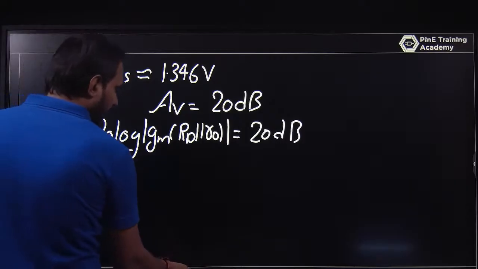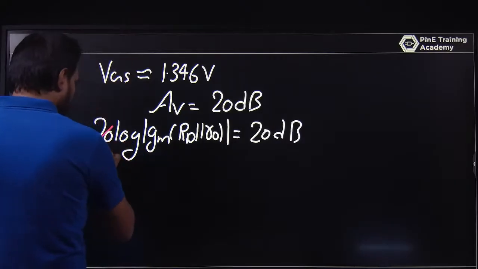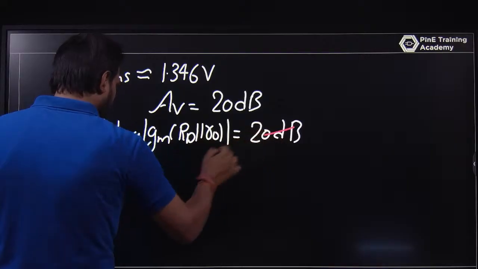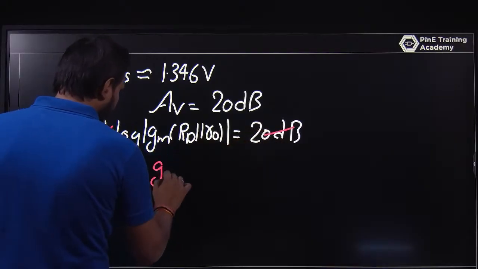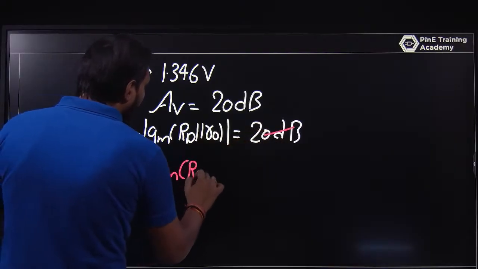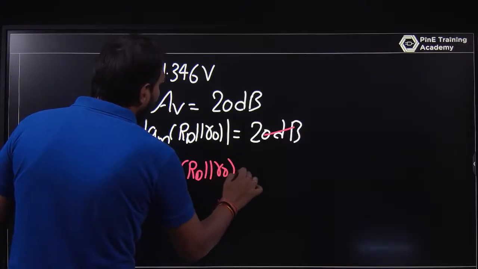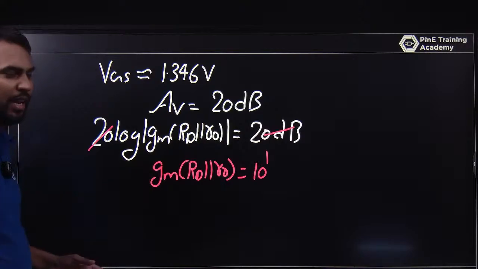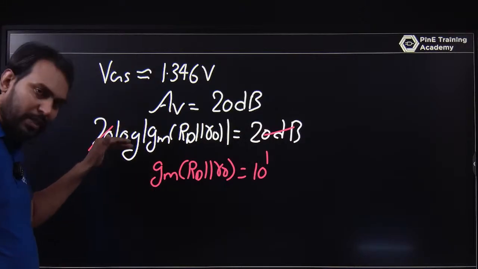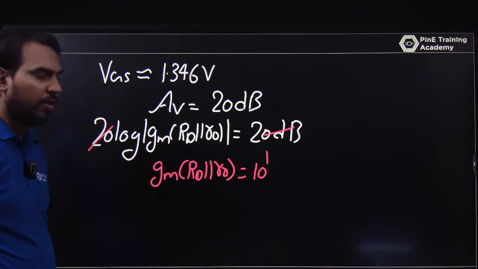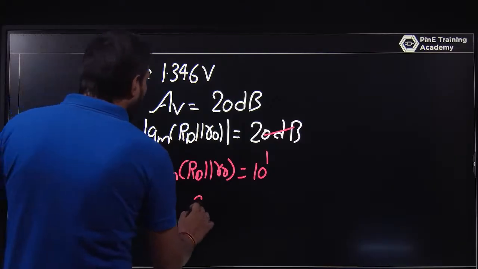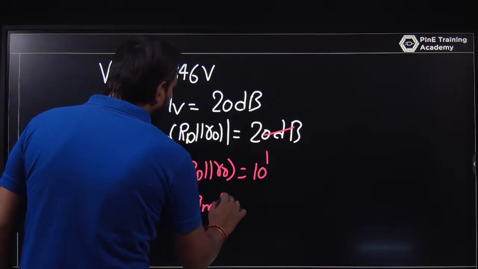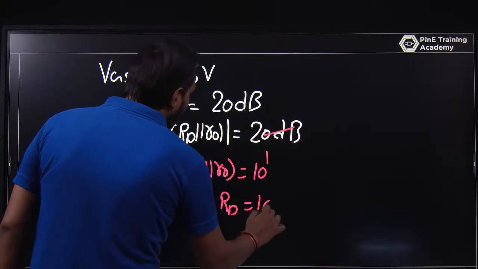So if you cancel this 20 and 20 and convert it, GM RD parallel of R0 will be 10 to the power 1, because 20 is canceled out and this log is base 10. So if lambda is 0, GM RD is equal to 10.